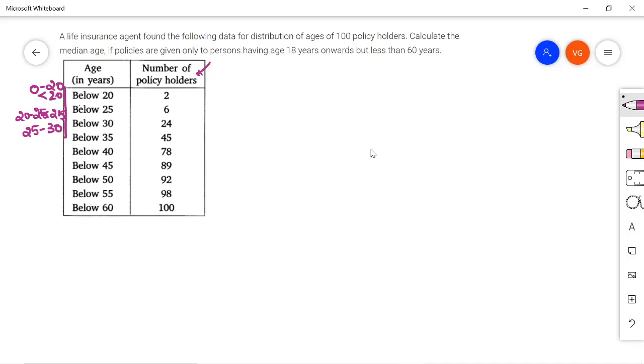Below 25 means 0 to 25. Fully it comes into this 6 category. So that includes this 2 also, right? So we need to rewrite the table for class interval.